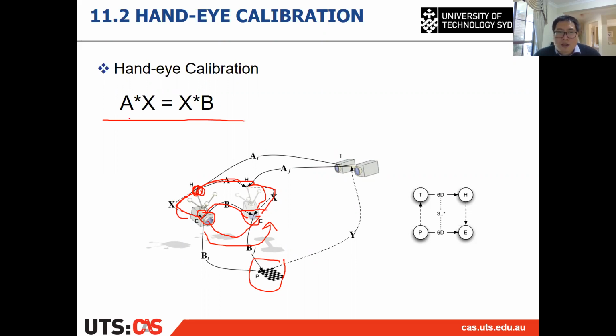But the thing is, we have A from the end effector, and we have B as well, which is from the camera relative pose. Then the only thing we don't know is X. Then we can solve the problem, and X is the relative pose between the end effector and the camera. So that is hand-eye calibration.